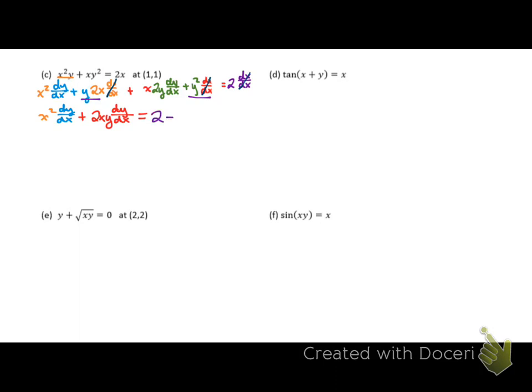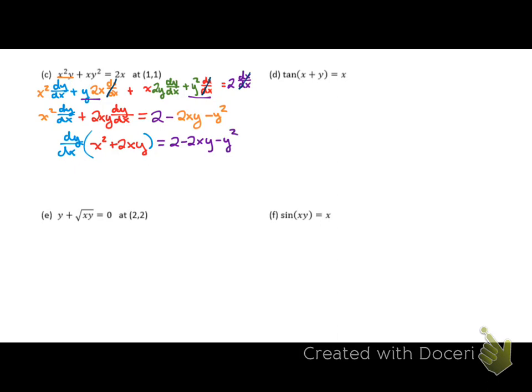Now when I move things over, they're just going to end up being subtracted. So we end up with 2xy and minus y squared. Now again, just like on the last problems, the dy/dx's are both on the left side. They're in both terms, so I'm just going to factor it out. So my dy/dx ends up on the outside, and on the inside we have x squared plus 2xy. And that's going to equal 2 minus 2xy minus y squared.